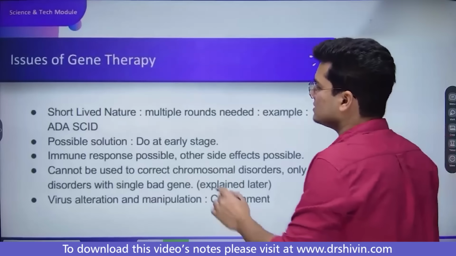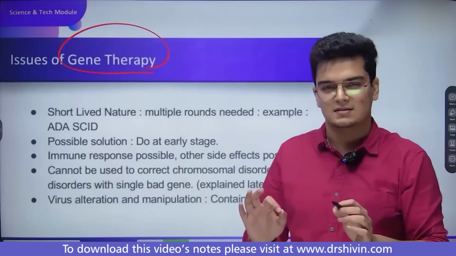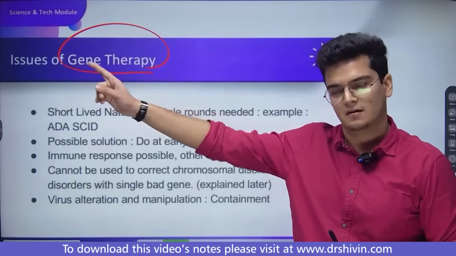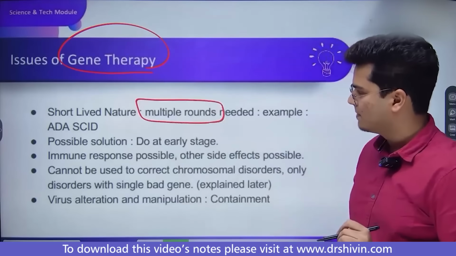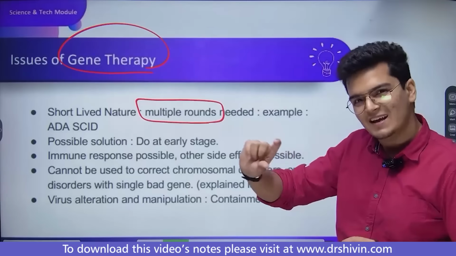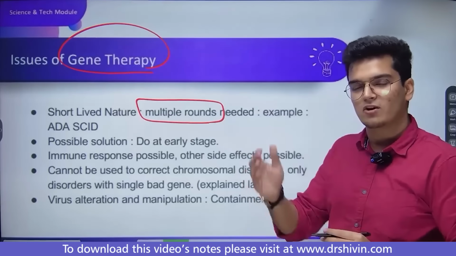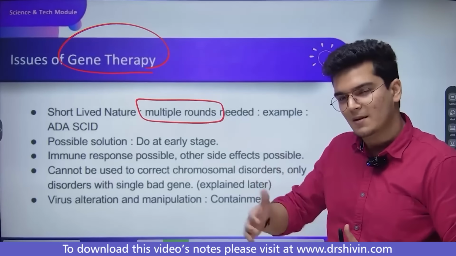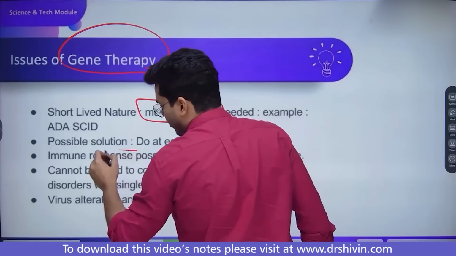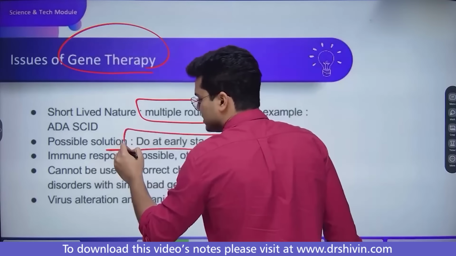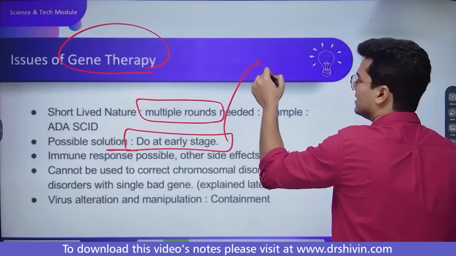Okay, now what are the issues of gene therapy? Firstly, in certain cases, like we saw in ADA SCID, there have to be multiple rounds, because every T cell has to be changed. And at one time, I can only withdraw 1/10 of the blood. So I will need a minimum of 10 rounds, right? The possible solution is you do it at an early stage, or the possible solution is you do it in vivo.